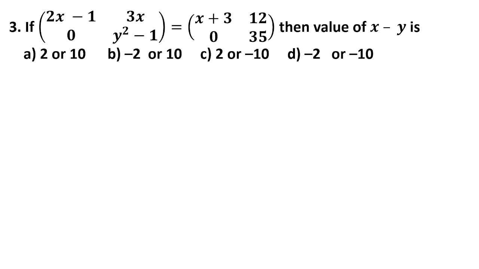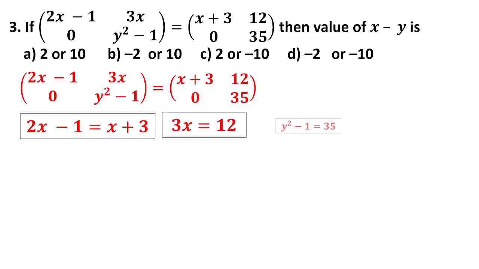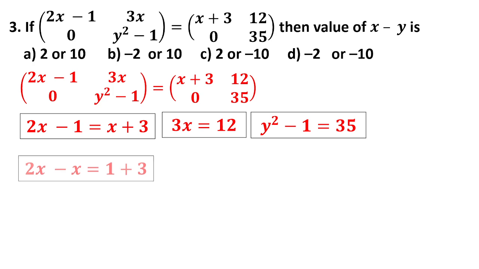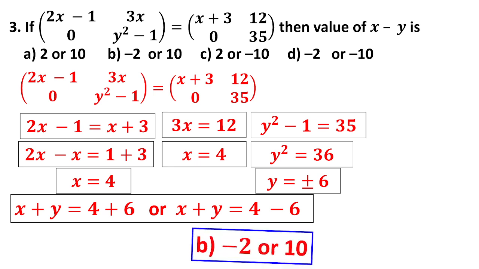Now move on to question number 3. Two matrices are given. Simply you have to equate them, and by equating you have to get the value of x minus y. By simply seeing it, you can see that 3x is equal to 12 and y square minus 1 is equal to 35. Simply equate. Now 3x is equal to 12, so x is equal to 4, y square is equal to 36, y is equal to plus or minus 6. Therefore the values are 4, 6 and 4, minus 6. Therefore when you add them, you will get minus 2 or 10.